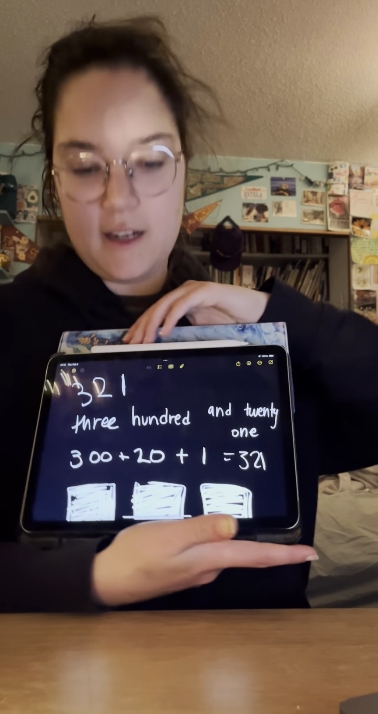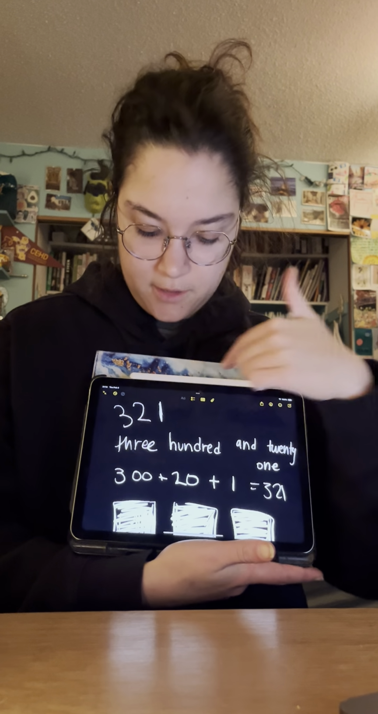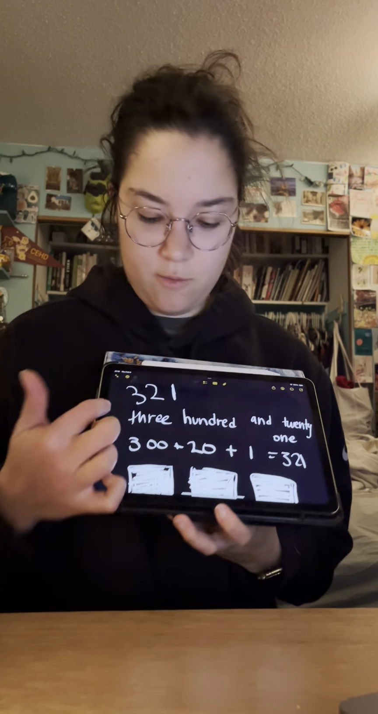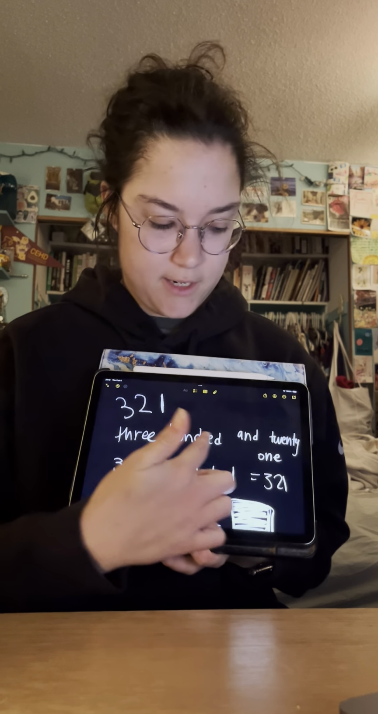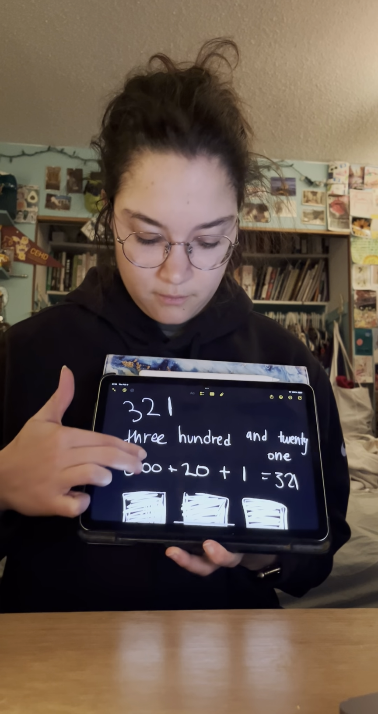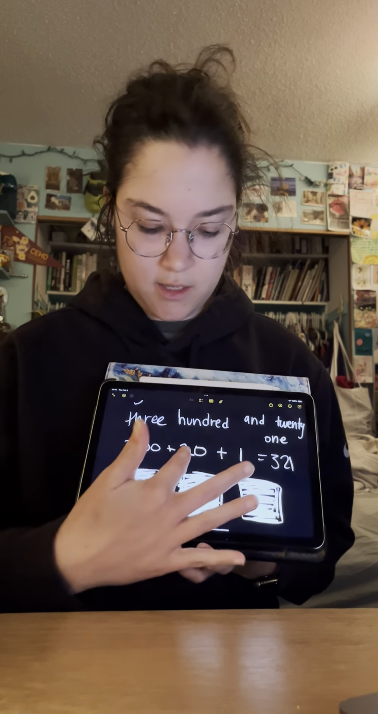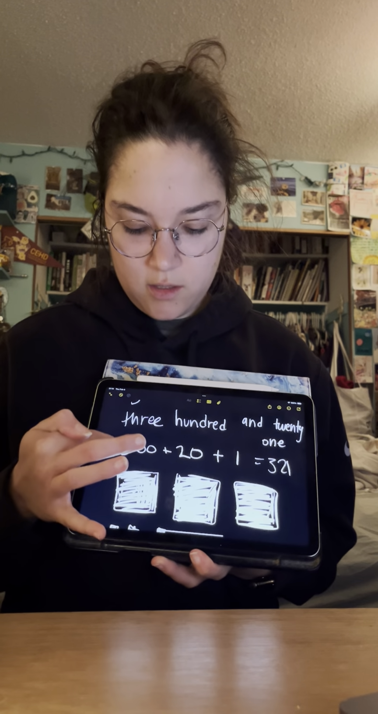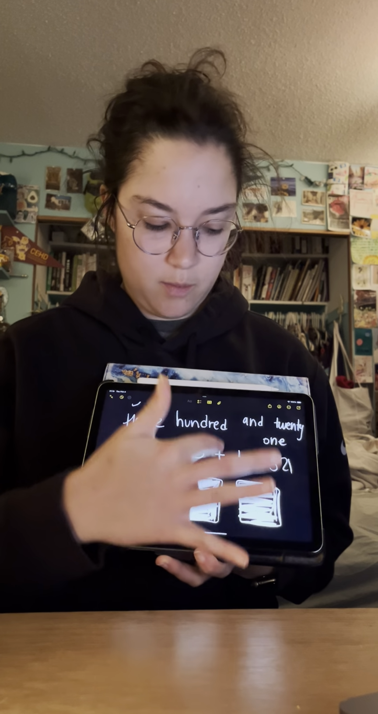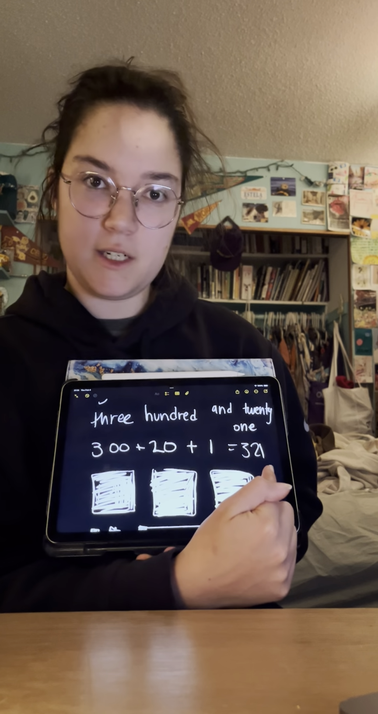So to begin, the number in standard form, 321, and in written form here, 321. This is expanded notation where we focus on the hundreds, the tens, and the ones. So 300 plus 20 plus 1 equals 321.